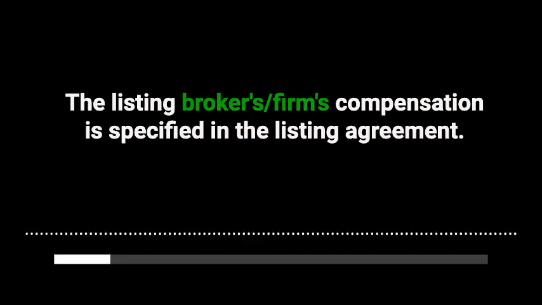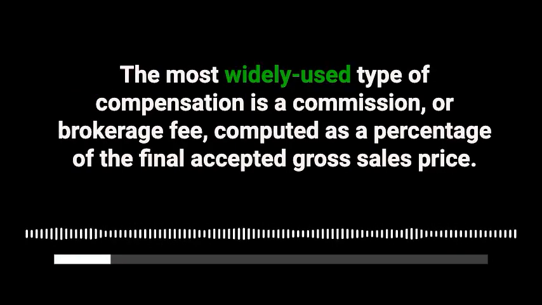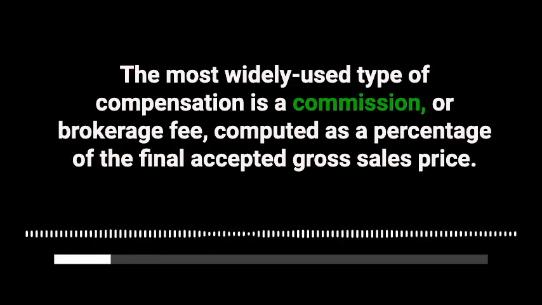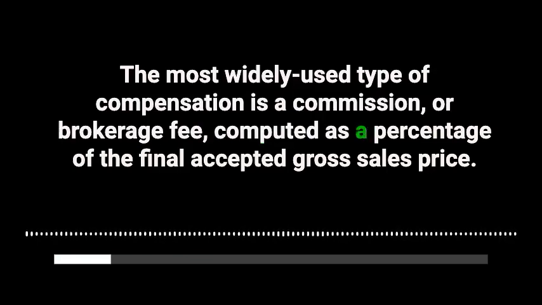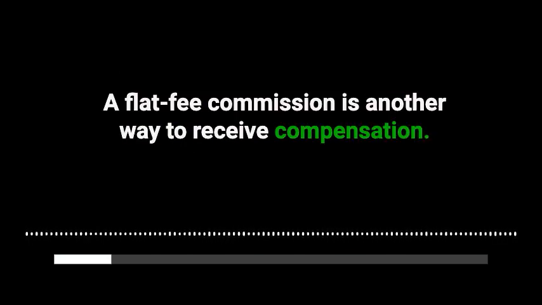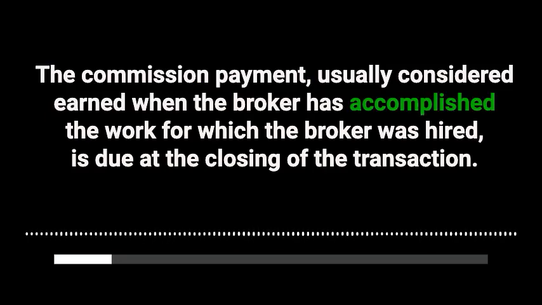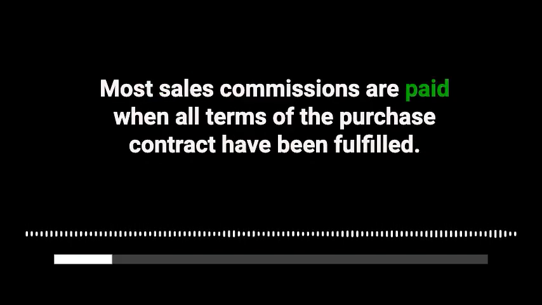Brokers' entitlement to a commission. A listing broker firm's compensation is specified in the listing agreement. The most widely used type of compensation is a commission or brokerage fee, computed as a percentage of the final accepted gross sales price. A flat fee commission is another way to receive compensation. The commission payment, usually considered earned when the broker has accomplished the work for which the broker was hired, is due at the closing of the transaction. Most sales commissions are paid when all terms of the purchase contract have been fulfilled.